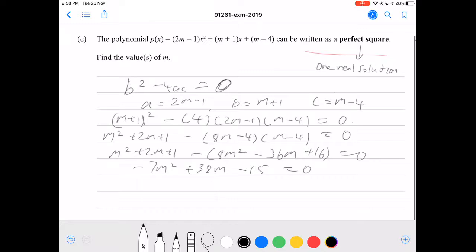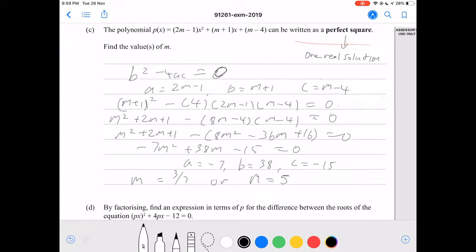Now you can simply plug this into your calculator. So a is negative 7, b is 38, and c is negative 15. You should get your m value equal to 3 over 7. Sorry, this is pretty messy. So m equals 3 over 7, or m equals 5. That will be your two answers for this question: m equals 3 over 7 and m equals 5.